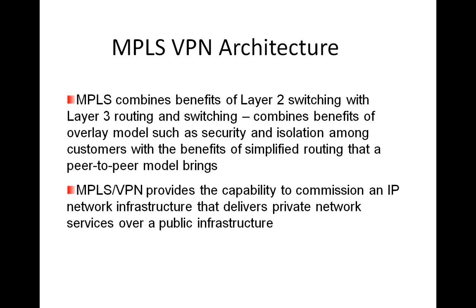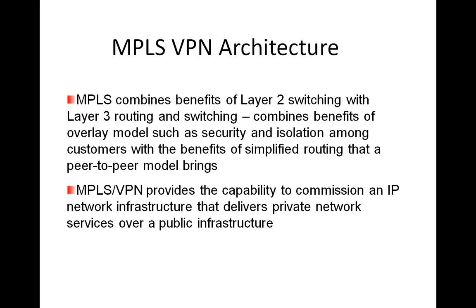And one of the other things for implementing IP VPNs is the use of MPLS. As you know, MPLS combines the benefits of layer 2 switching with layer 3 routing and switching. It combines the benefits of the overlay model, such as the security and isolation among the customers, with the benefits of simplified routing that a peer-to-peer model brings. We also mentioned earlier in the presentation how MPLS is acting like a converged core. The service provider can build one network based on MPLS, and it can cater to customers running an ATM network, a frame relay network, or anything for that matter. So it's a significant cost saving.